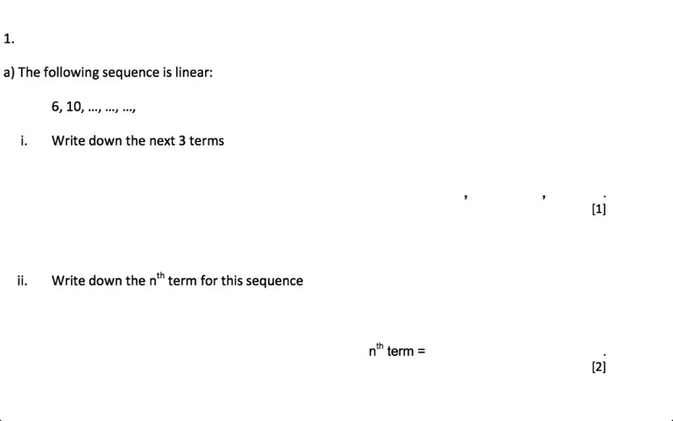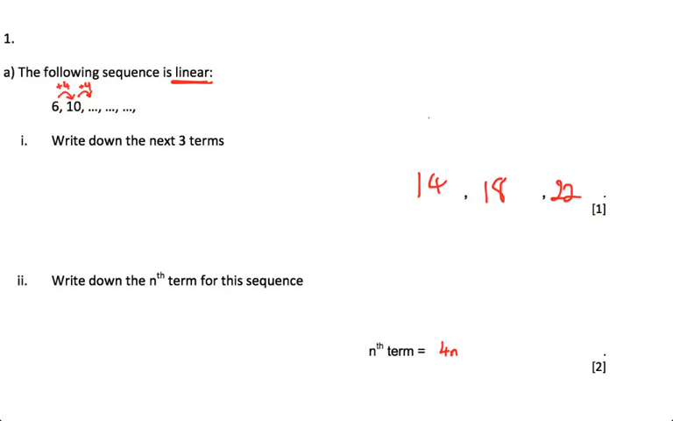So we're going to look at question 1 now. Question 1 has the following sequence. It's told you it's linear, which means the difference between the terms is increasing by the same amount each time. We know that it increases by 4, so the next term will be 14, then 18, then 22. Okay. Write down the nth term.